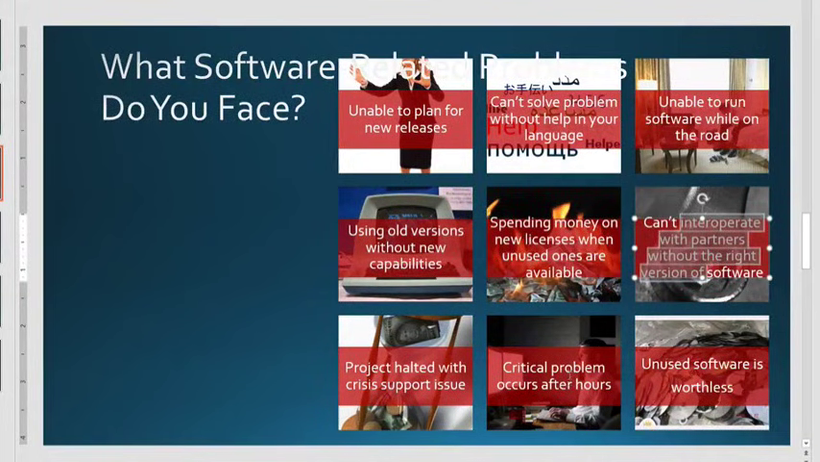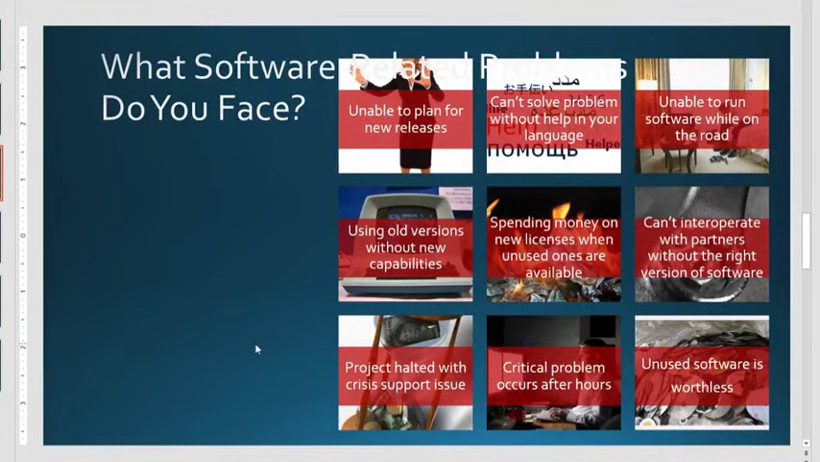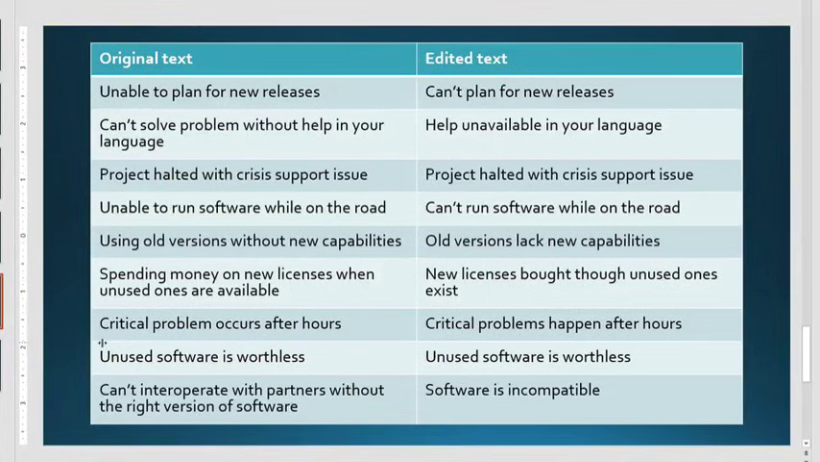When I read this text, I see that there's a lot of room for improvement of editing to get rid of some of the extra words and to give all the sentences more action, make them all action verbs. And I've made this chart here to show you what the original text looked like, unable to plan for new releases, and change it to can't plan for new releases, which is shorter, and it also is punchier, has more action.